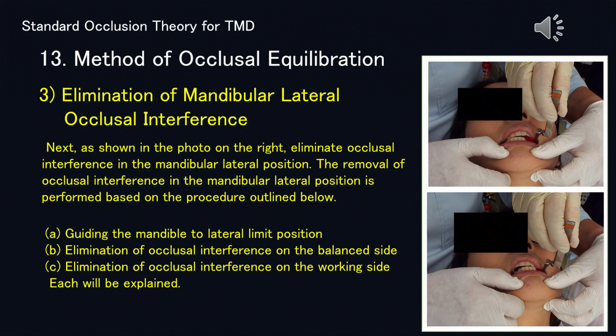3. Elimination of mandibular lateral occlusal interference. Next, as shown in the photo on the right, eliminate occlusal interference in the mandibular lateral position. The removal of occlusal interference in the mandibular lateral position is performed based on the procedure outlined below. A. Guiding the mandible to lateral limit position. B. Elimination of occlusal interference on the balanced side. C. Elimination of occlusal interference on the working side. Each will be explained.